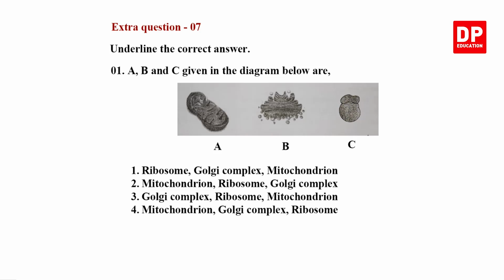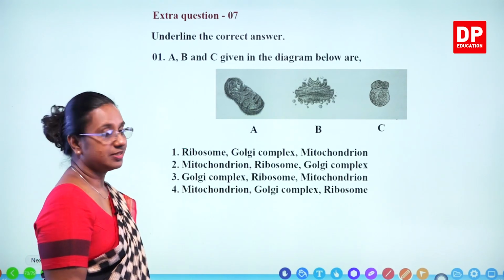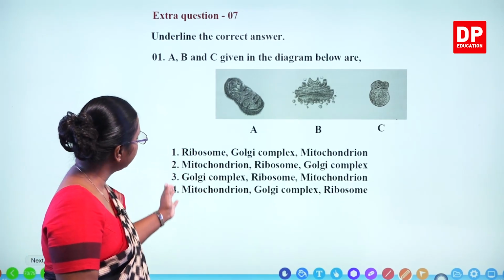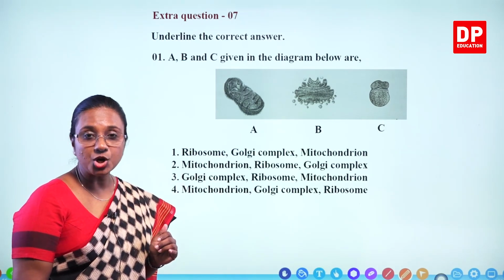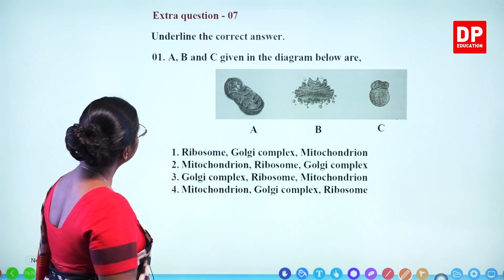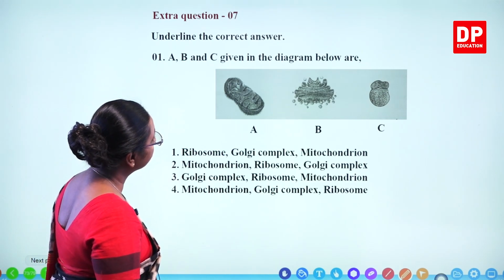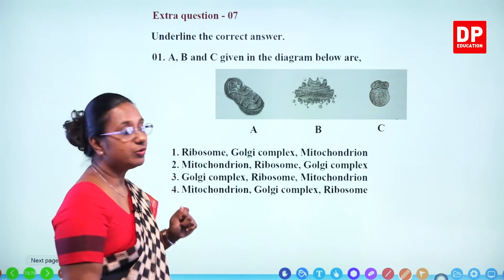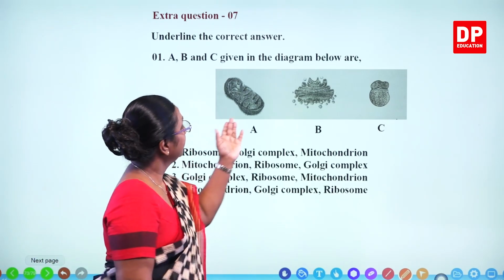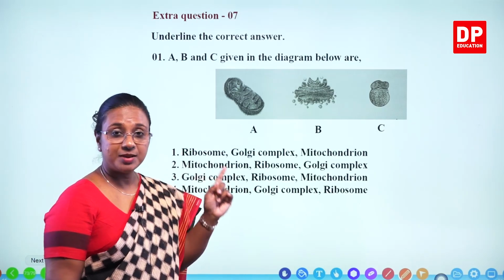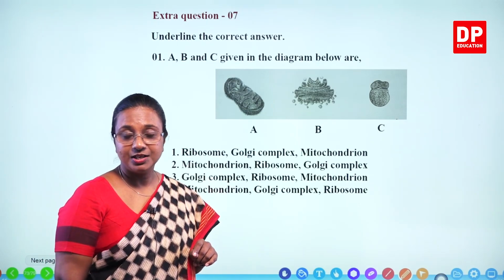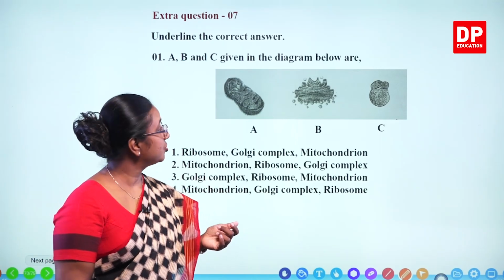Extra question 7. Underline the correct answer. So you know when we say underline the correct answer, there are 4 answers. Multiple choice type questions, MCQ questions. The first one, A, B and C given in the diagram below are. So they have given you diagrams. You have to identify the structures. A, you know this very well. A rod-shaped structure and you can see the folded membrane inside. So it is a mitochondrion.